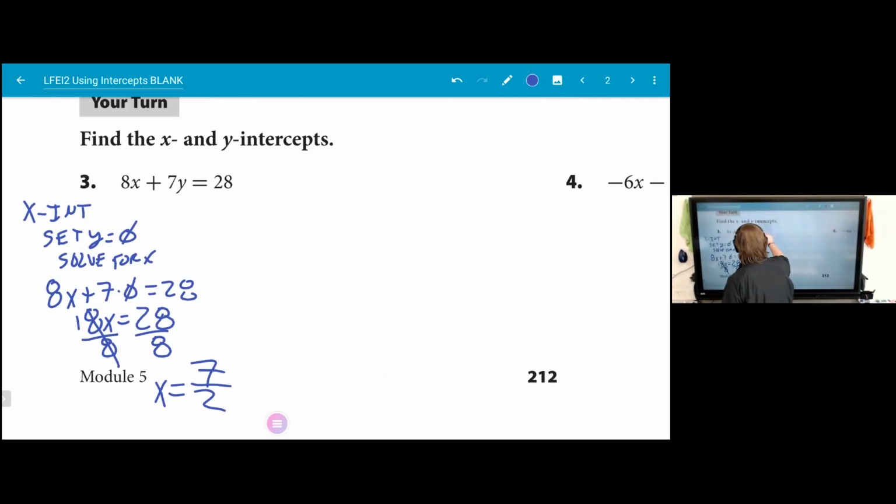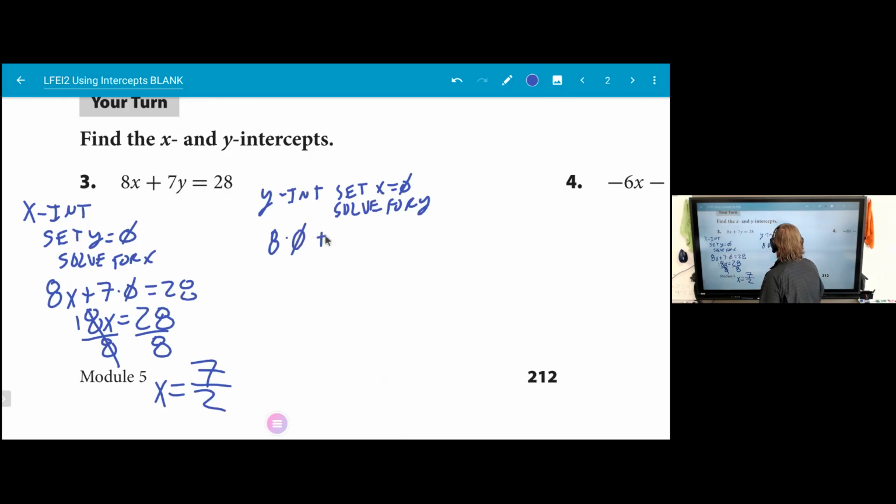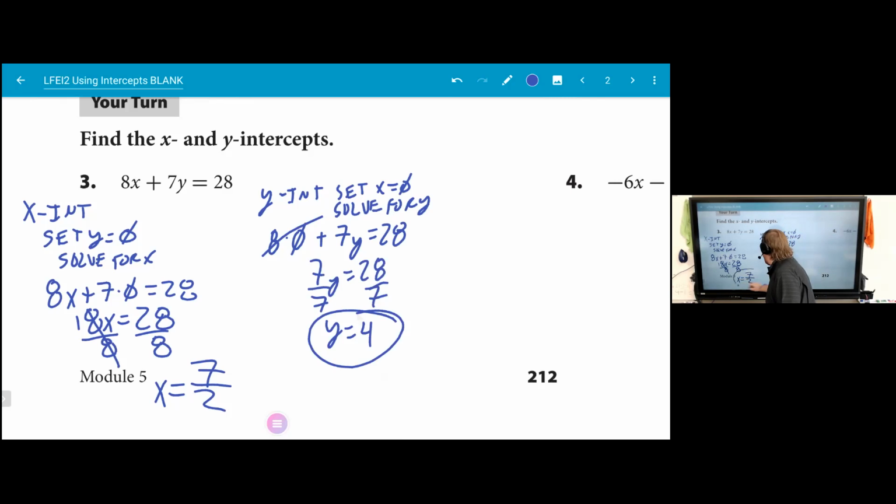To find the y-intercept, we set x equal to 0 and solve for y. If we do that, we have 8 times 0 plus 7y equals 28. Well, 8 times 0 is just 0. That's gone. I have 7y equals 28. Divide both sides by 7. Y equals 4. If you want to write them as coordinate points, this would be 7 halves, comma 0. This one would be 0, comma 4.